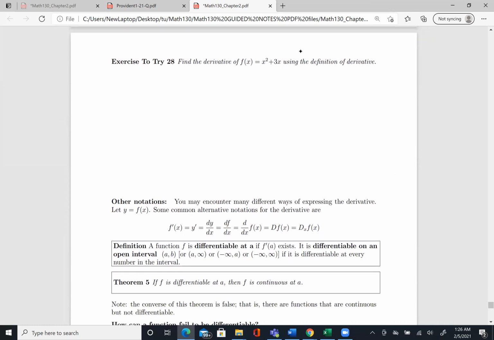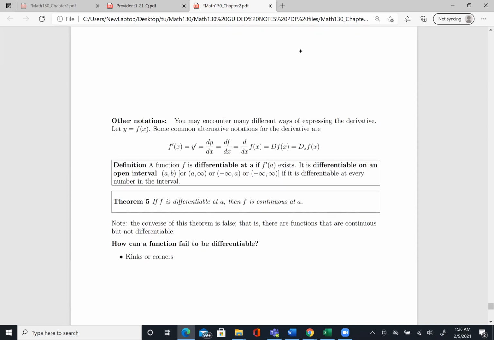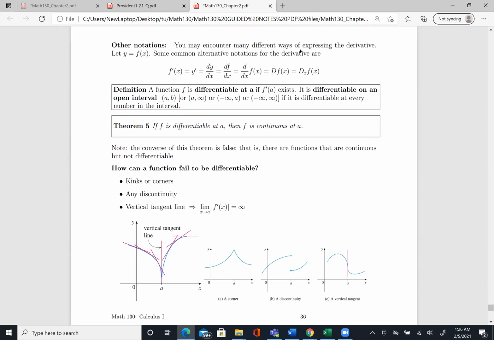So we have an exercise for you to try, which is 28. Go ahead and do it. Then we're going to talk about some notation that you may need, and you're going to see it in this calculus class.